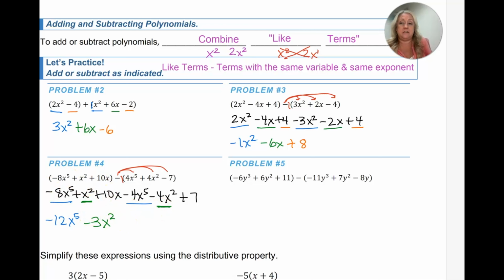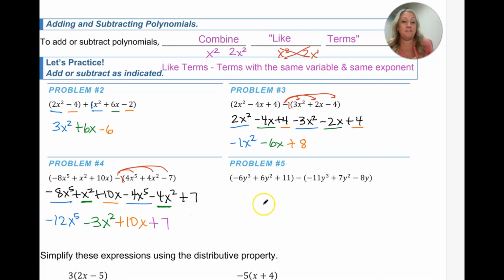All right, now notice there in the first polynomial we have a 10x, but there's no x term in that second polynomial to combine with it. So there's no term to combine there, but I do need to make sure it's part of my answer, so plus 10x. And similarly, I have a plus 7, but there's nothing else to combine it with. So plus 7. And now I have my answer.